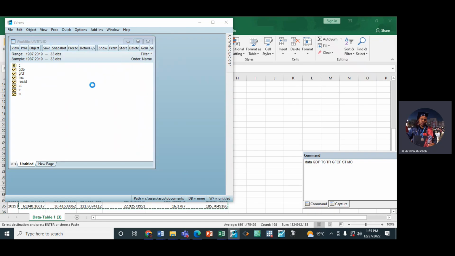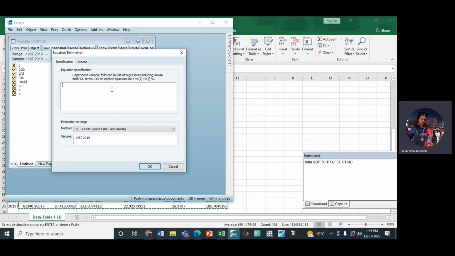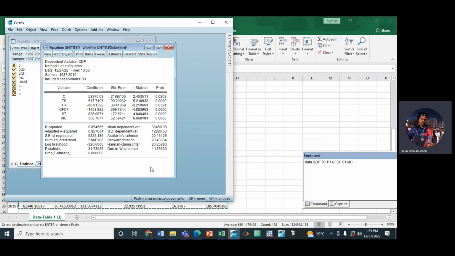Quick estimate. With regression, GDP is the dependent variable, right? Constant. Next, CS, CRO, gross fixed capital formation, STMC. I run my regression. This is my regression output, right?